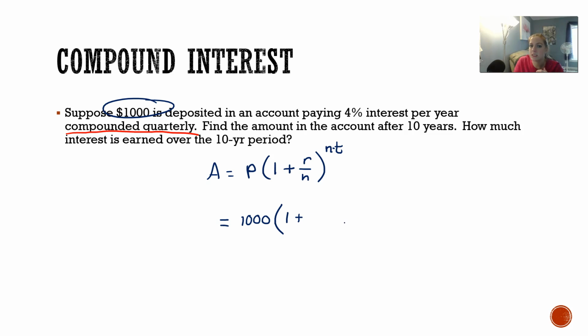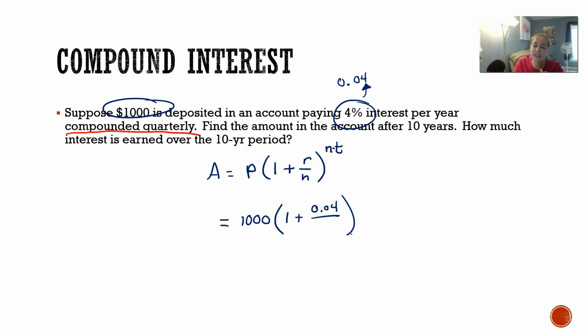What's our rate? Now, you say 4%, but what should we put in for R? Remember, we've got to change it to that decimal. And then we have to divide that rate by n.